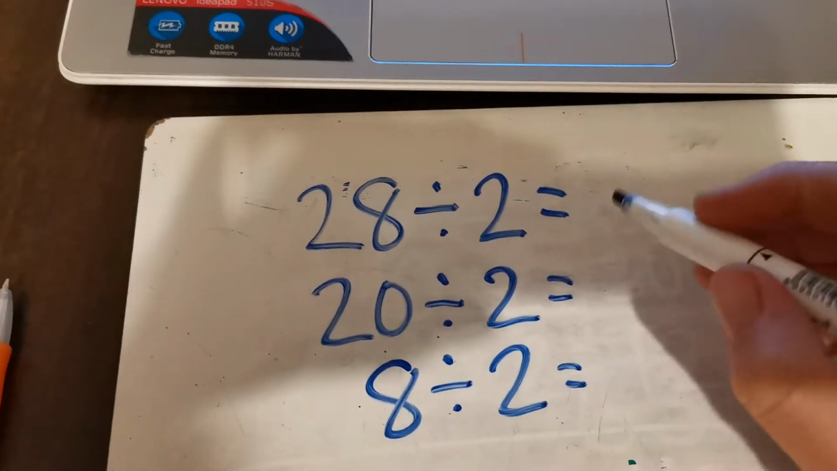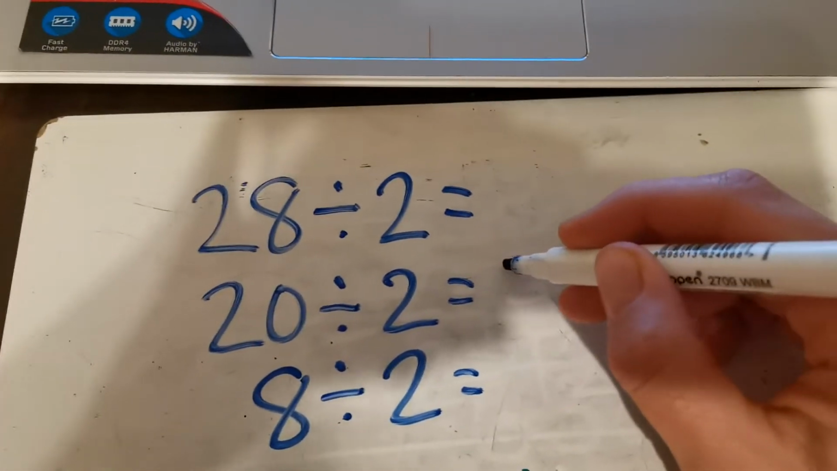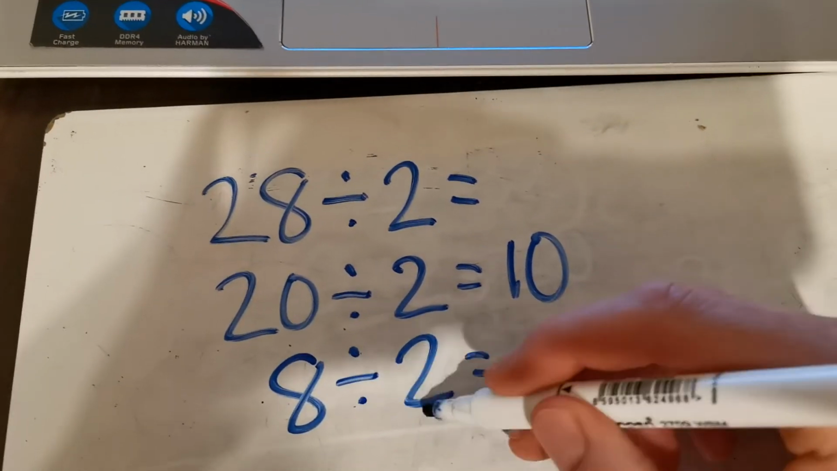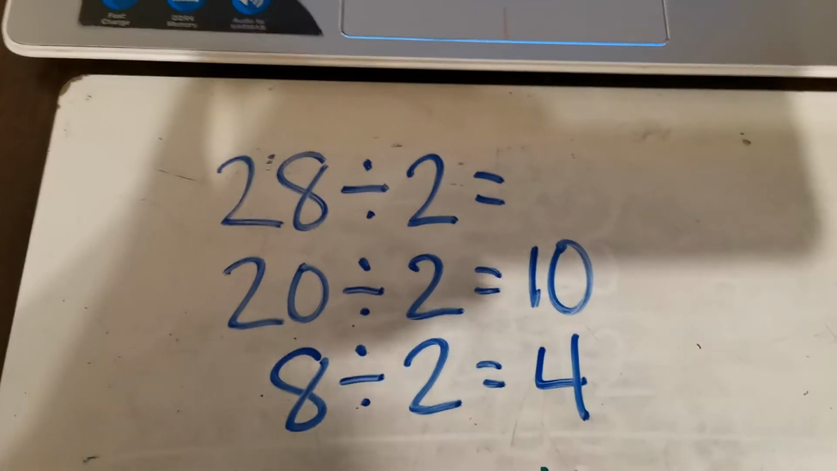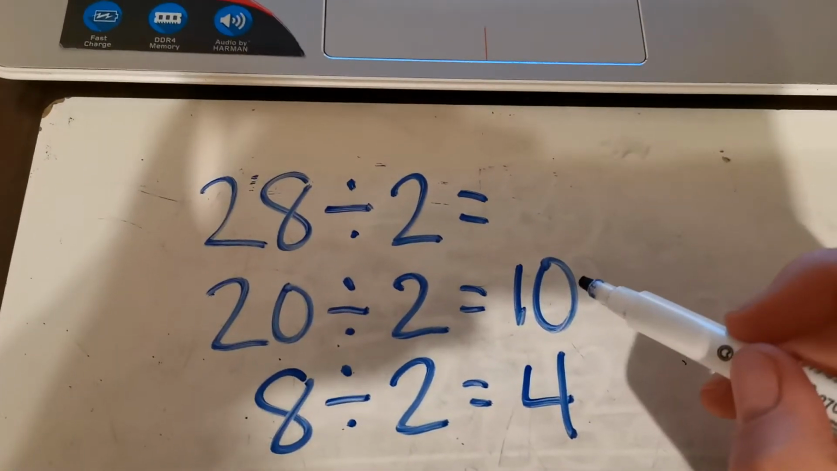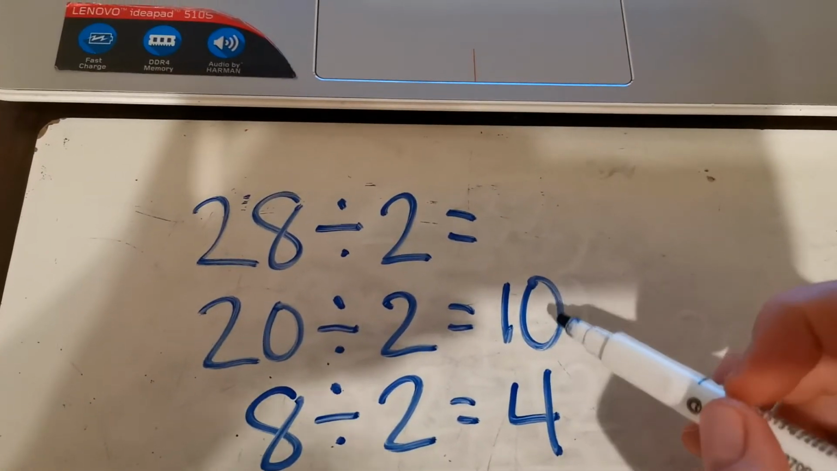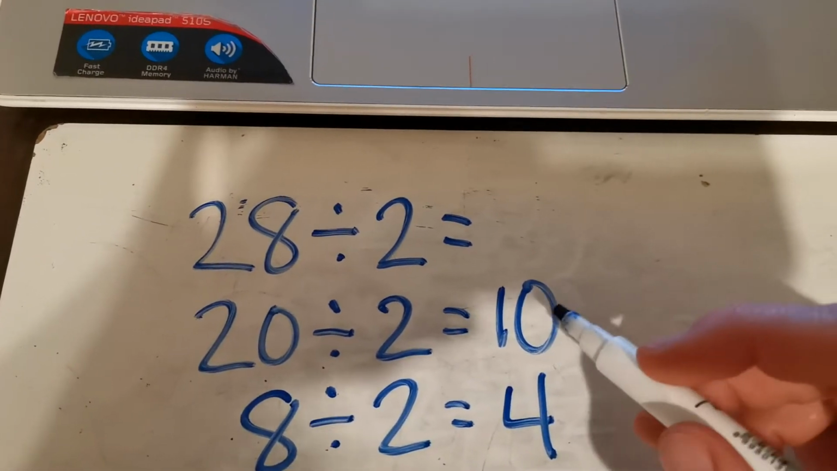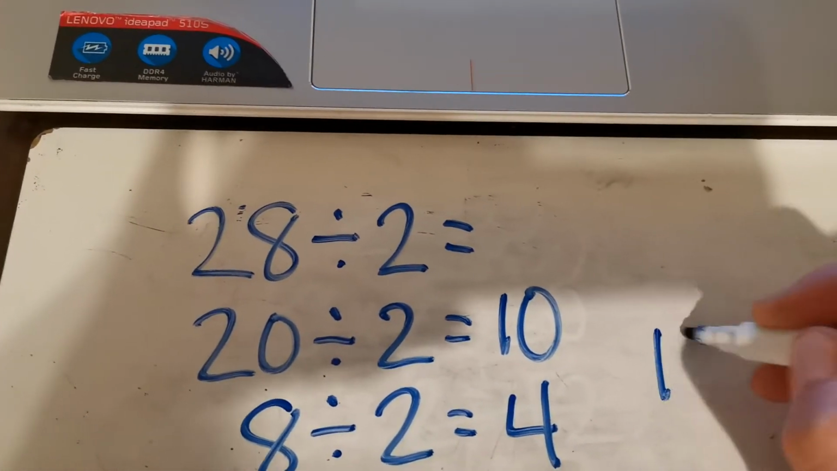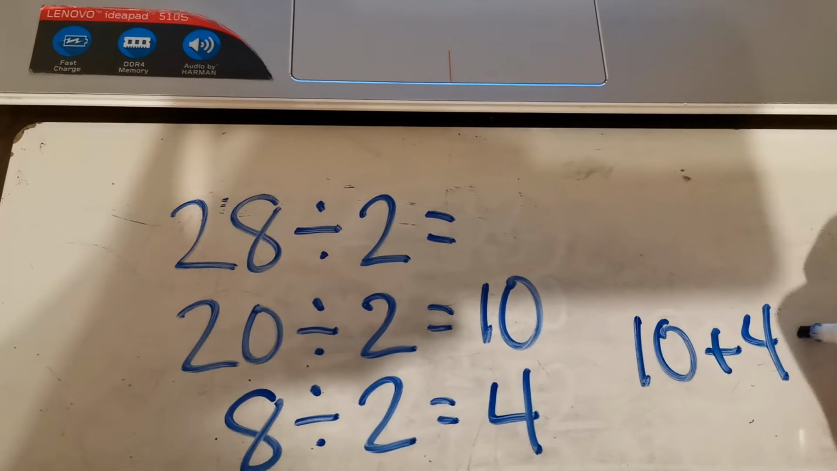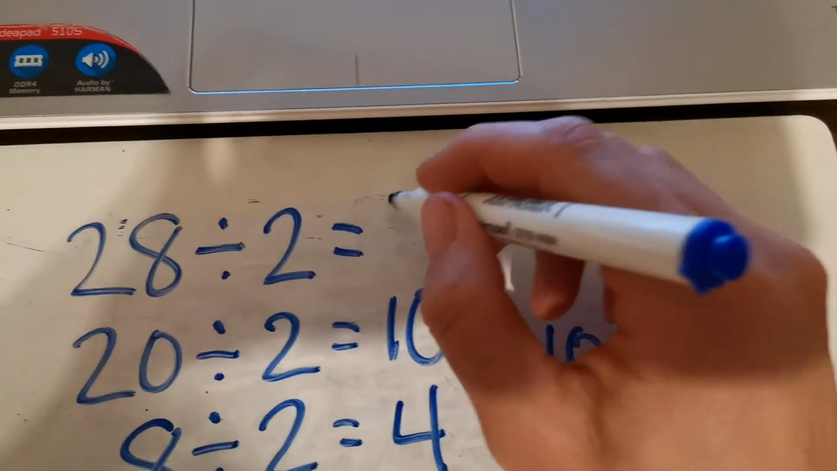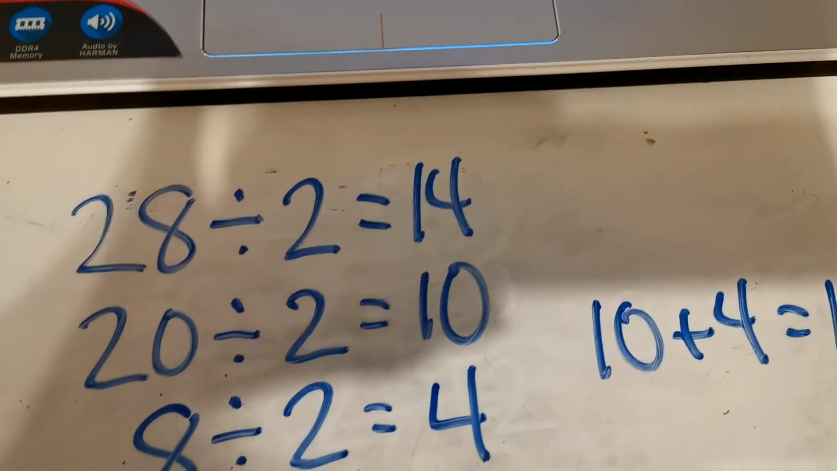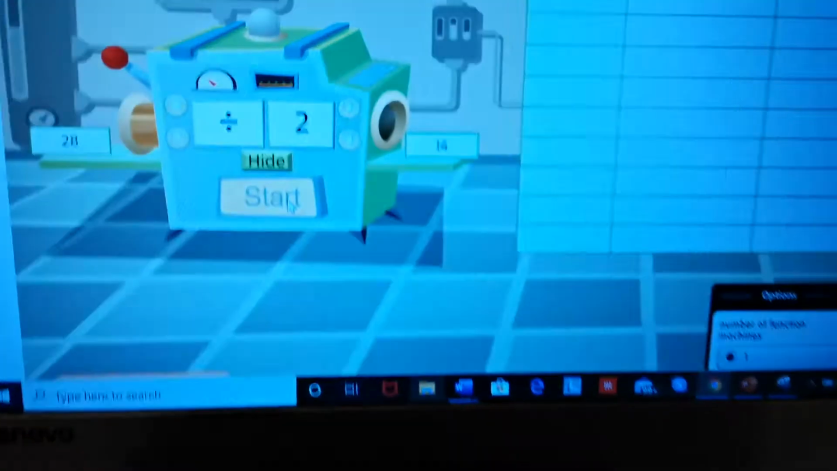Okay, 20 divided by 2, we know is 10. 8 divided by 2, we know is 4. All right, now, we're not going to work backwards and subtract these. We're still going to add them. So 10 plus 4 equals 14. Okay, so our answer is 14. Just like we got up there.